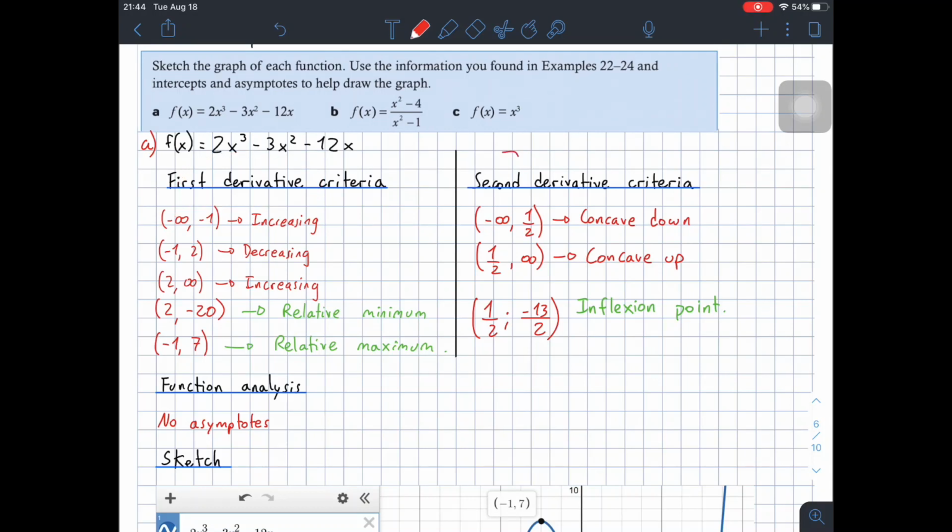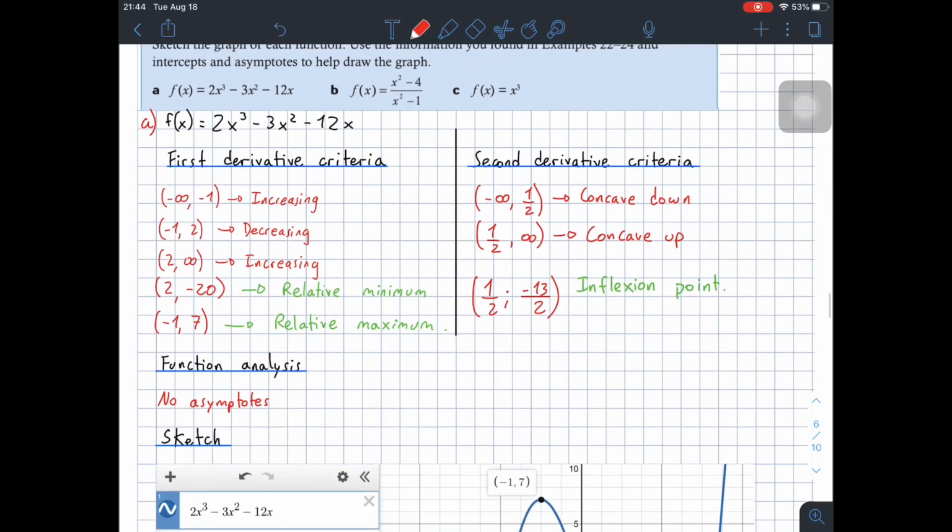Then, with the second derivative criteria, we could determine the intervals where the function was either concave down or concave up. Okay, if you remember, concave down means that the function is bent downwards, right? And concave up means that the function is bent upwards. Finally, we have also found if there were any inflection points, okay, which is the point where the second derivative is equal to 0.